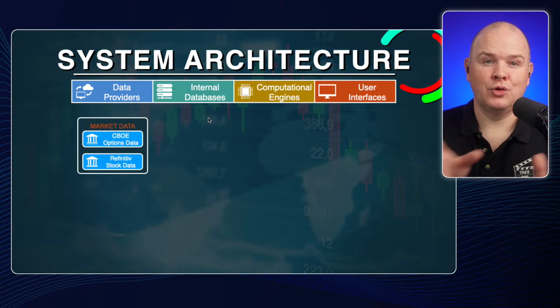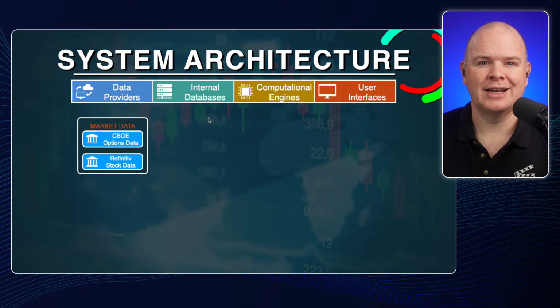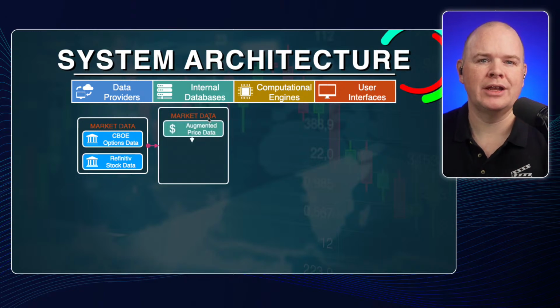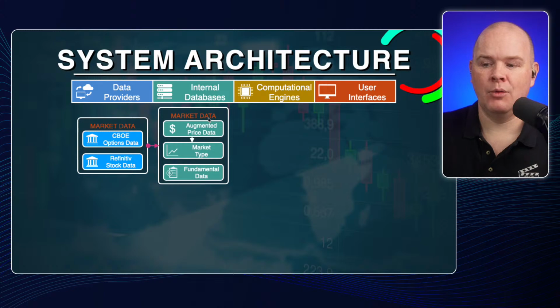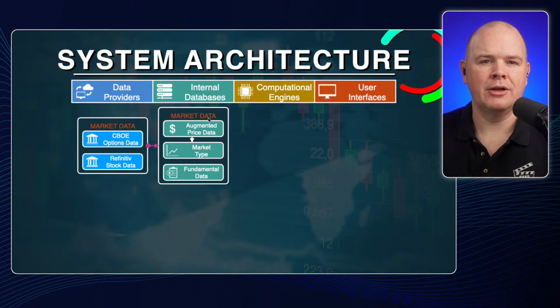Now, we have some sources for the raw data that we're going to be doing all of this analysis on, and we're taking that from the CBOE for our options data and stock data from a company called Refinitiv, and that is then being brought into our internal databases. We're then augmenting that price data with lots of other information, and we're generating some information related to the market type, so we understand what's going on in the market at that time. We're also capturing some fundamental data about the companies and how they operate.